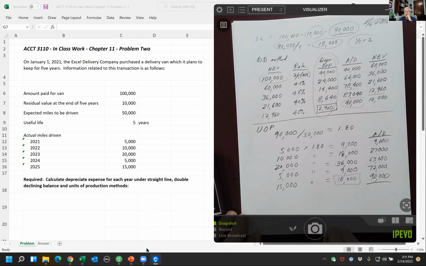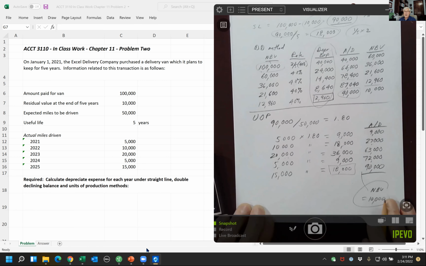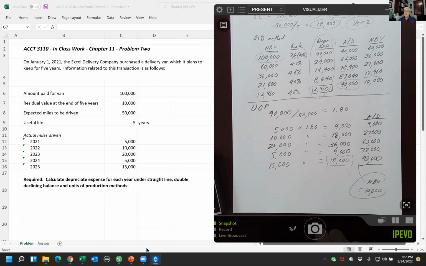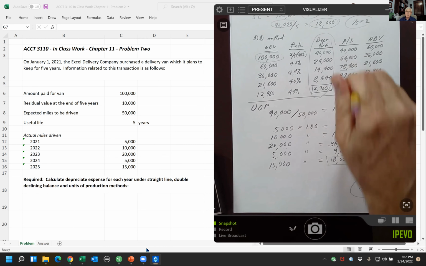I cannot get to more than 90,000 because my net book value right now is 100,000 minus accumulated depreciation of 90,000 equals 10,000. That's what I expect to sell it for. So I stop. I can't depreciate below zero. That would be recording way too much expense because this van cost us 90,000 over 5 years. We can't have depreciation expense greater than what it cost us. And so we stop here at the $90,000 accumulated depreciation, just like we did in double declining.